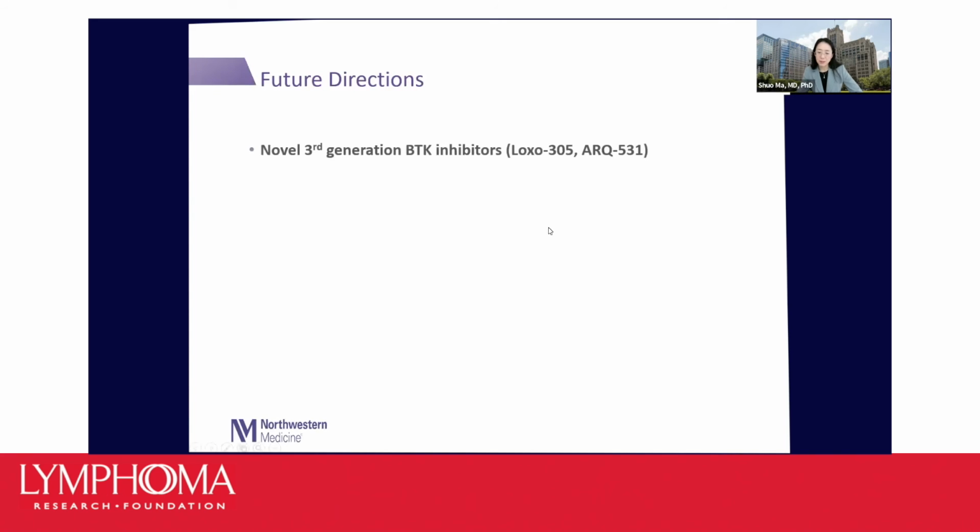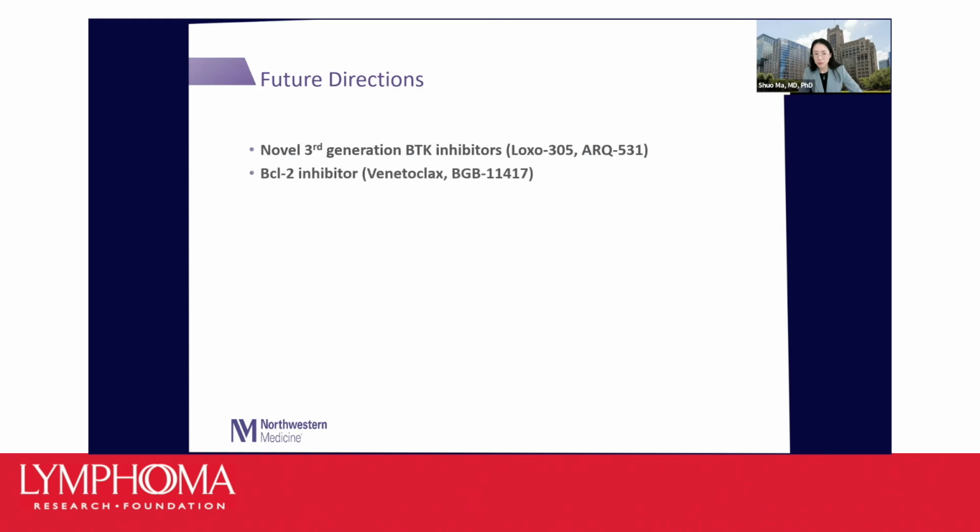Future directions, I do want to touch on some very exciting new treatment options. The zanubrutinib and acalabrutinib are what we call second-generation BTK inhibitors, but there are also third-generation BTK inhibitors, such as LOXO305 or ARQ531. These are inhibitors designed to try to overcome resistance to the earlier BTK inhibitors, because the earlier BTK inhibitors are what we call irreversible binding or covalent inhibitors. They rely on binding to one particular amino acid residue. Sometimes the disease might develop a mutation in that particular residue and become resistant to those BTK inhibitors.